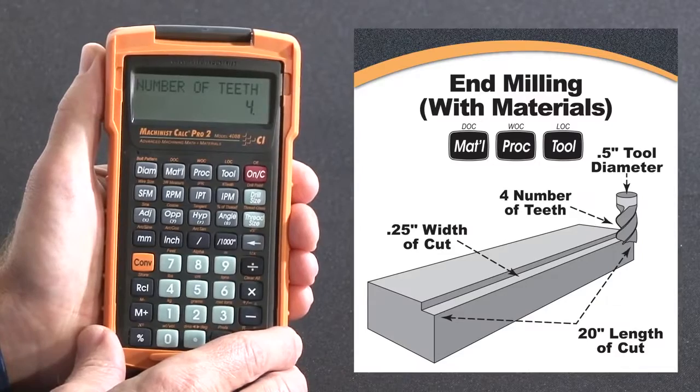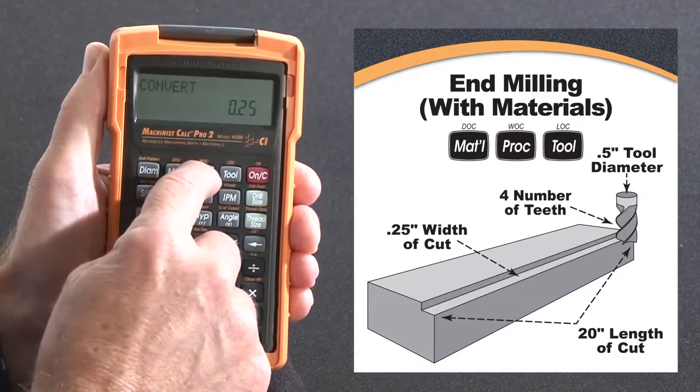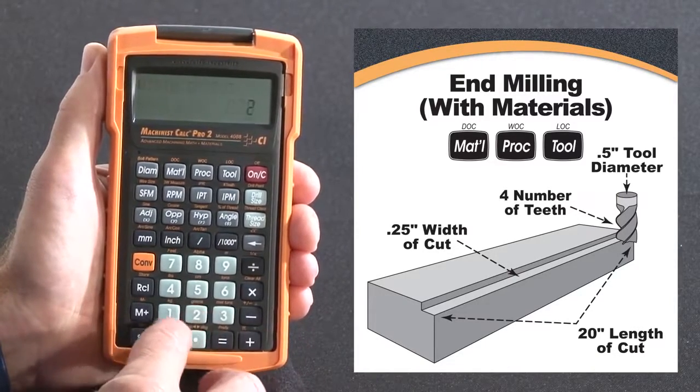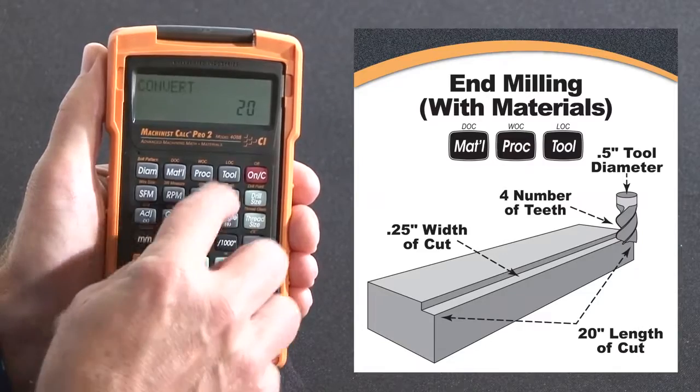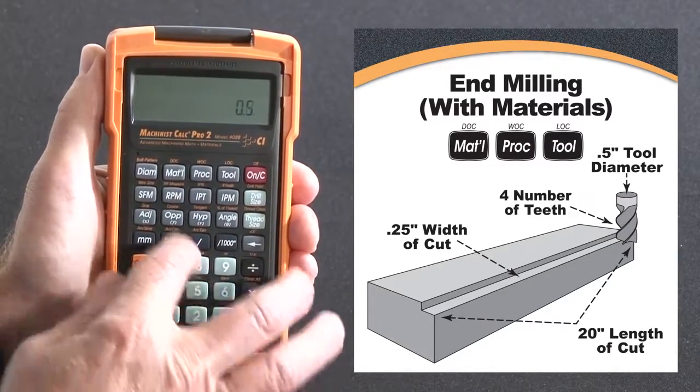I'm going to put in the width of cut, which is 0.25. That's over the process key there. And the length of cut is a 20-inch length of cut. And the tool diameter is a 1/2 inch again.